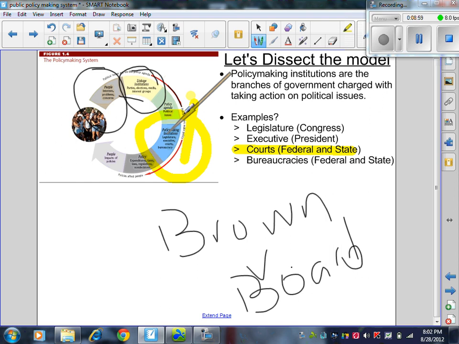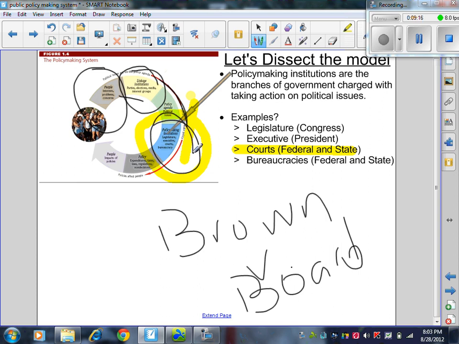It got put on the policy agenda because the courts decided we need to hear this case. Once the Supreme Court decided this is a fair case to hear, because it's a problem in our government that started with the people, they then, right here in the institution, made that Supreme Court decision. And that's where you really see public policy being made.